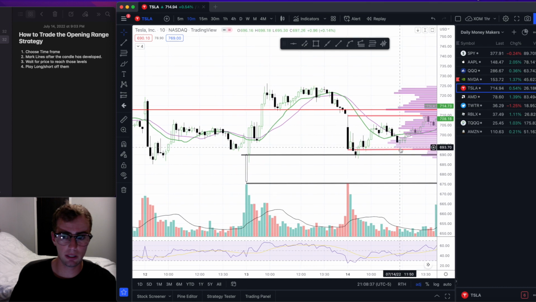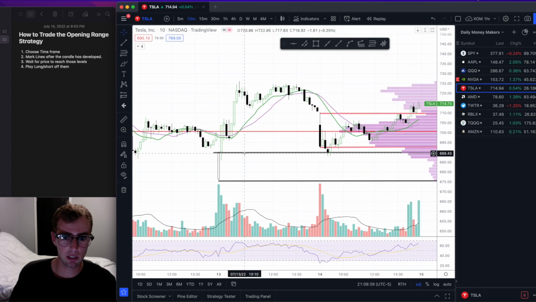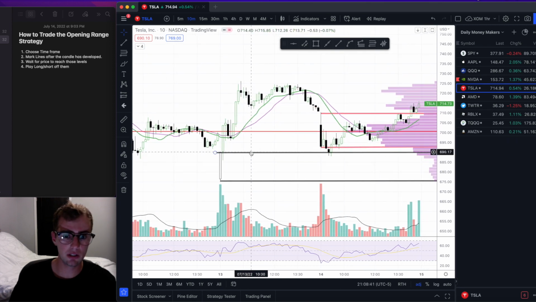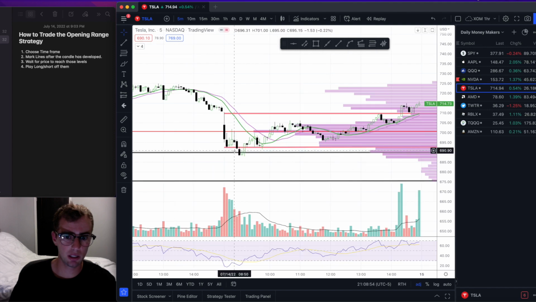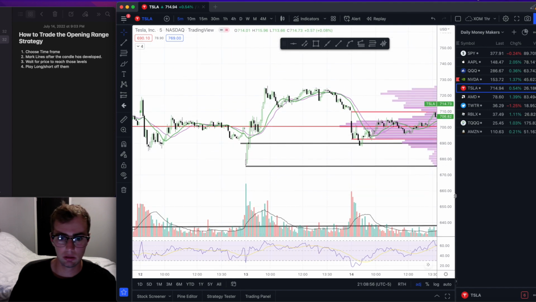Now, if we even go back here, we have these black lines right here. This was an opening range strategy. And so see, you can get the break. Look at this. You get massive volume at open on a gap down day. And then boom, a big candle. And so now you're looking at the 5-minute to see where would I enter.